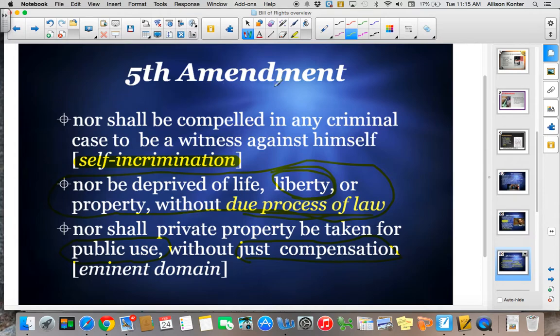So that takes us all the way through the first 5 amendments. The next video will take you through Amendments 6 through 10.